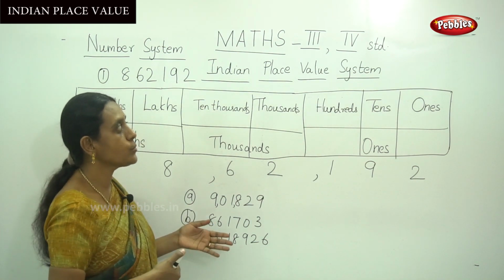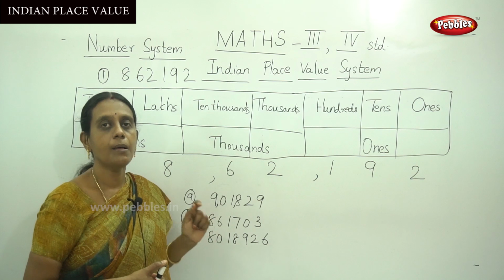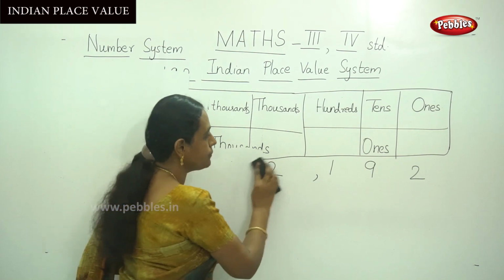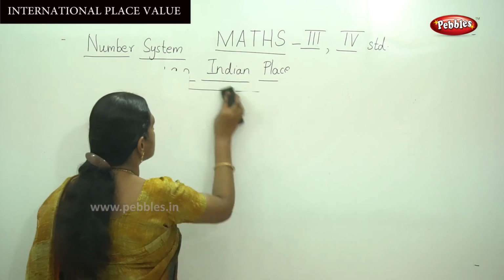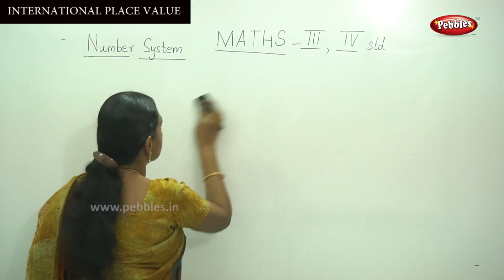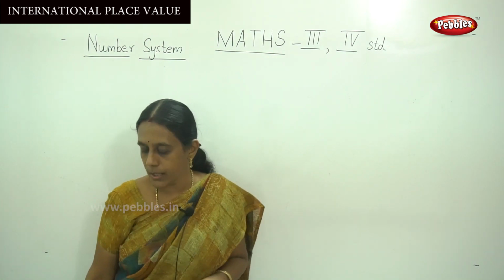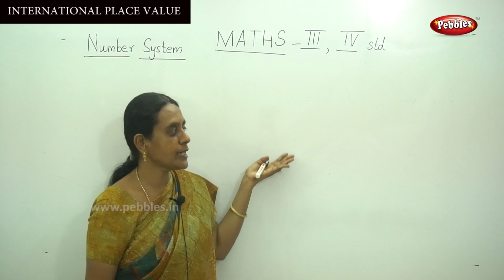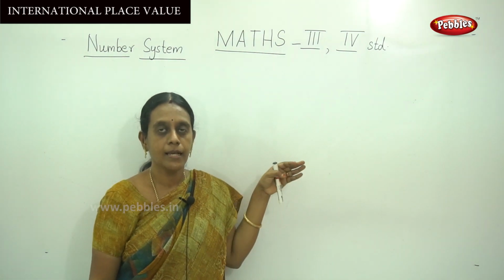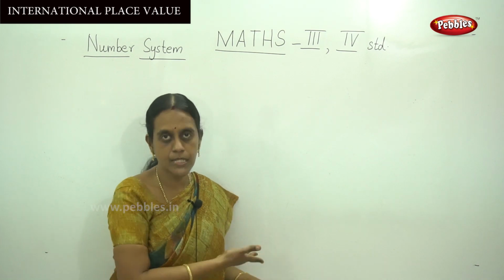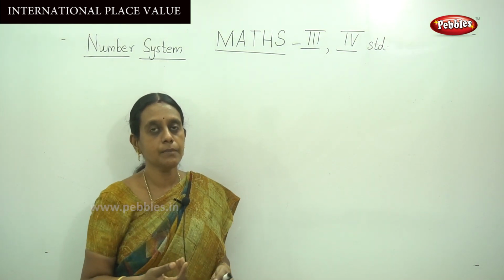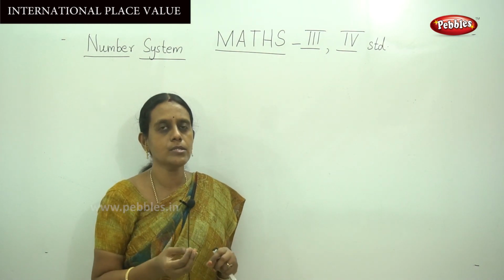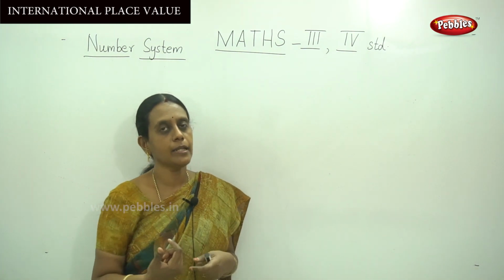And next we move on to our next system, that is the international place value system. This is also similar to our writing, but slightly it changes place value. In the Indian system we have discussed now, the first column consists of 3 digits and next we move on to 2 digits. But in the international system each column has 3 digits. That's the one slight change between the international place value and Indian place value system.